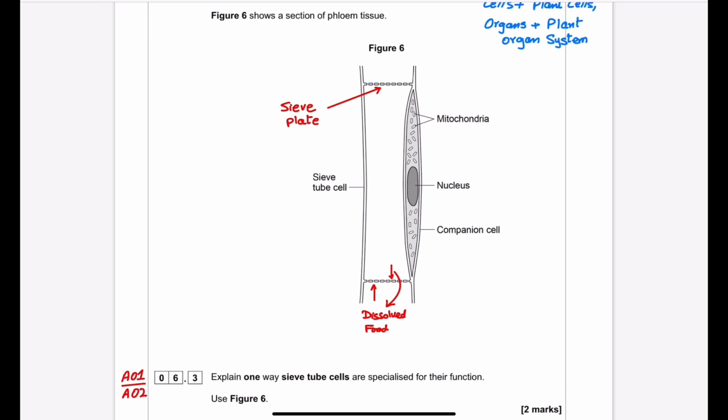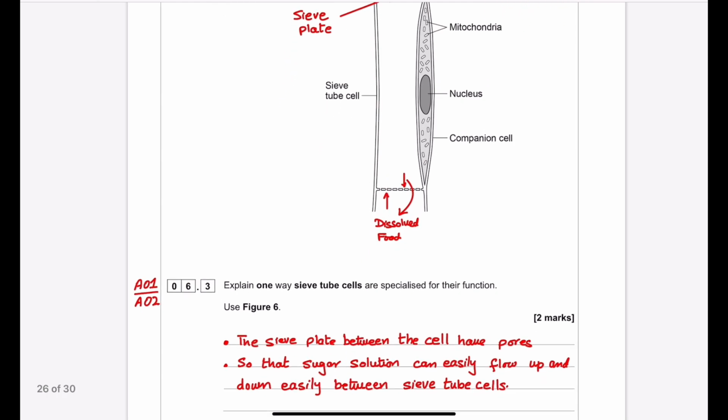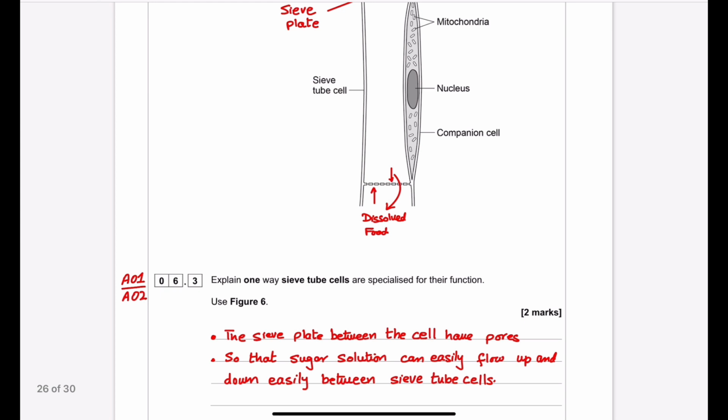Sieve plates between the cells have lots of pores so that the sugar solution can easily flow up and down between the sieve tube cells. Let's see the model answer. The sieve plate between the cells have the pores which are given here, you can see in the figure, so that the sugar solution can easily flow up and down between the sieve tube cells.